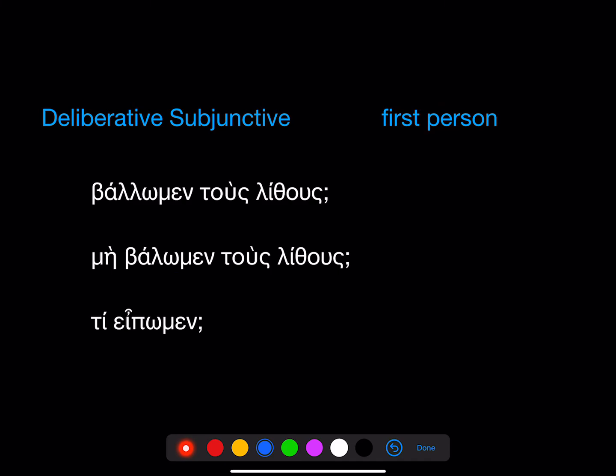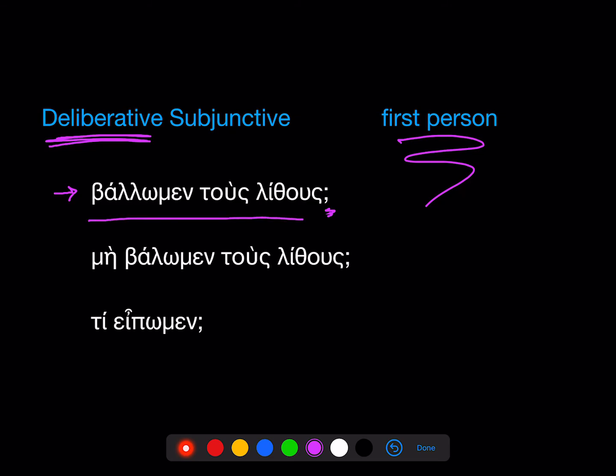Next use of the subjunctive. This one also appears in the first person, the deliberative subjunctive. We see this when we're deliberating about what to do. And these are always questions, deliberative questions, they're called. So here again, it is exactly the same sentence that we had in the previous slide, except now with a question mark. So we're going to take it as a deliberative subjunctive rather than as a hortatory subjunctive. Are we to be throwing the rocks? Should we be throwing the rocks?